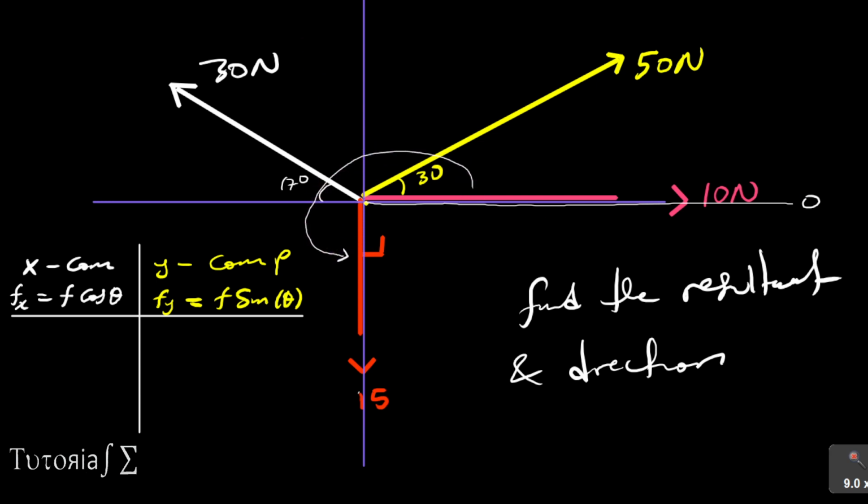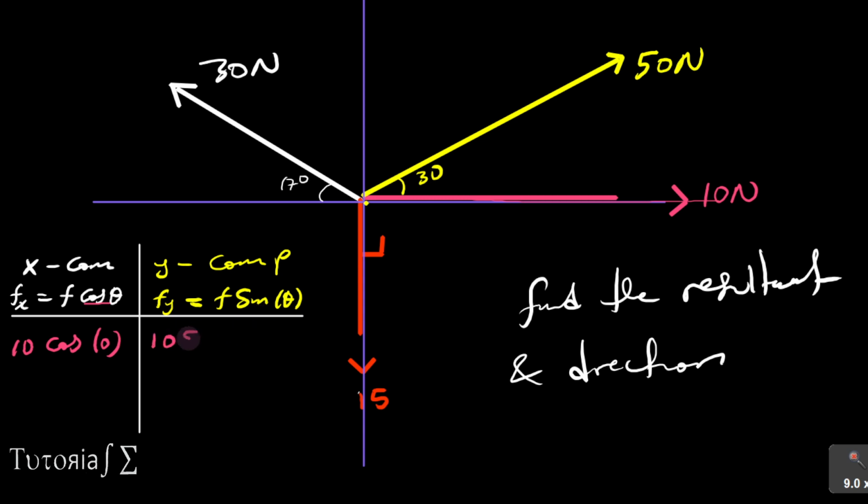Okay, so now we see that our first vector, which is 10 newtons, so we say 10 newtons, 10 newtons, cos the angle at which it is at. So this is in the x-axis, so this is the angle 0 degrees. Okay, then we'll just repeat the same thing here. Whatever we've written here, we'll repeat it here as well. So that will be 10, but the difference will be now sine 0 degrees.